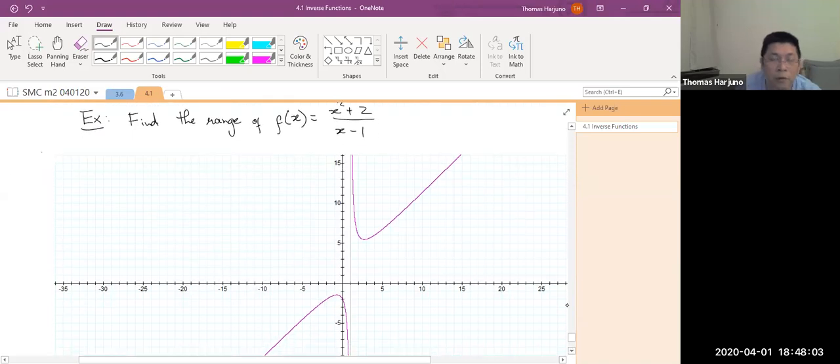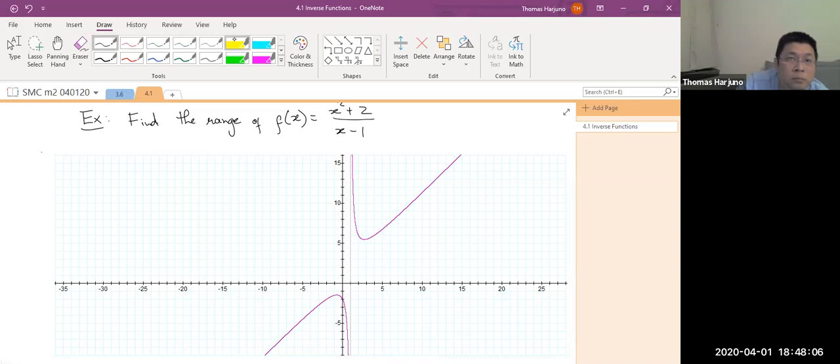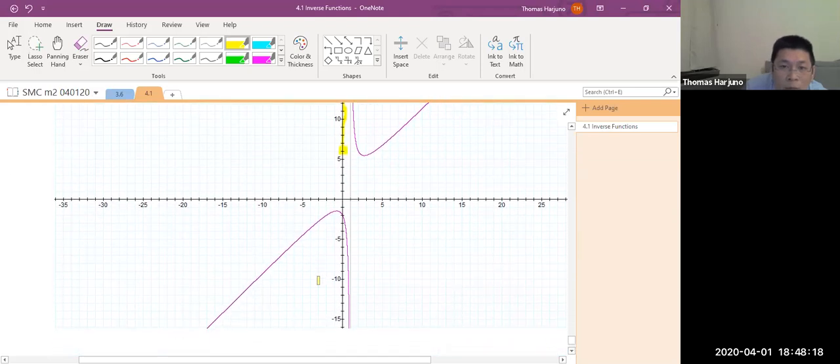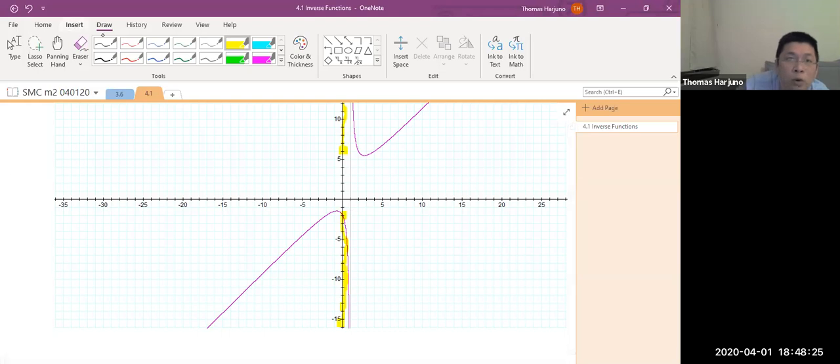I'll give you the graph here. The graph says that the range will be from some positive number up to infinity, union negative infinity up to some negative number. But the thing is, we don't know precisely what the y is here. We know it's more than 5 for that, and for this one it's less than negative 1.